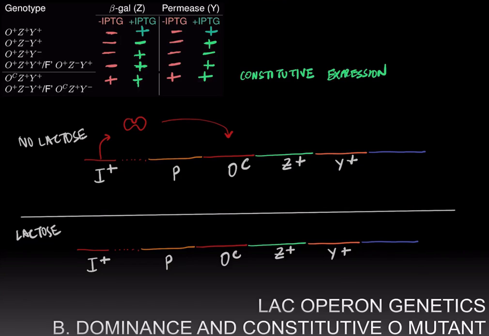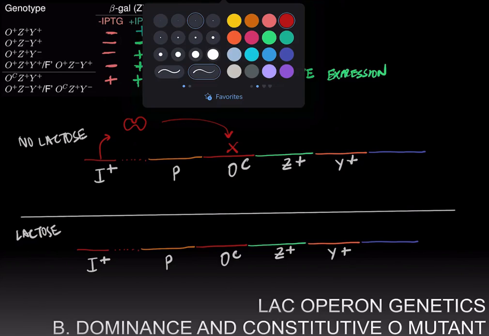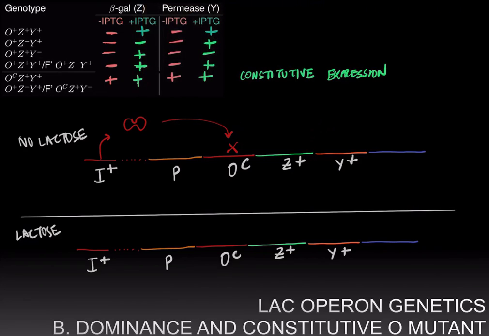However, if the mutations in the operator site changed its DNA sequence such that the repressor no longer recognizes the operator site and does not bind there, that would imply that the polymerase can bind now and carry out transcription, resulting in expression of both beta gal and permease even in the absence of IPTG or even in the absence of lactose.